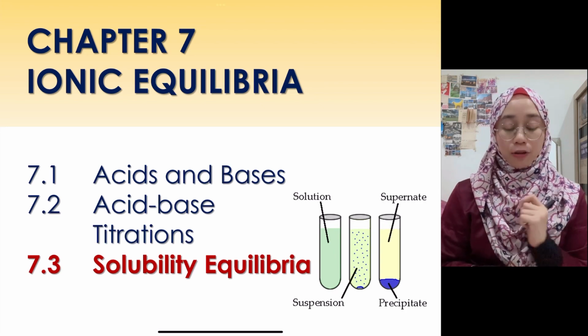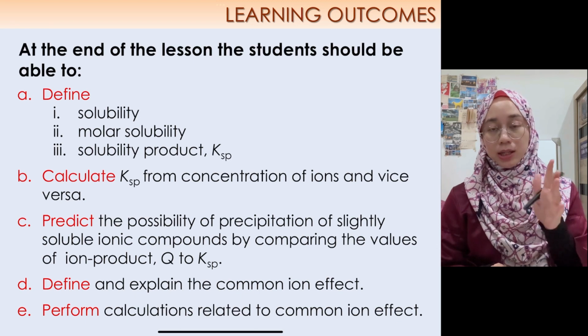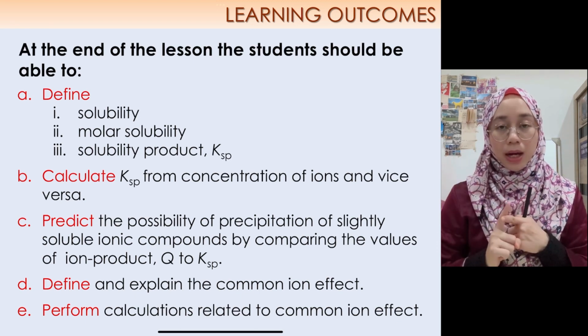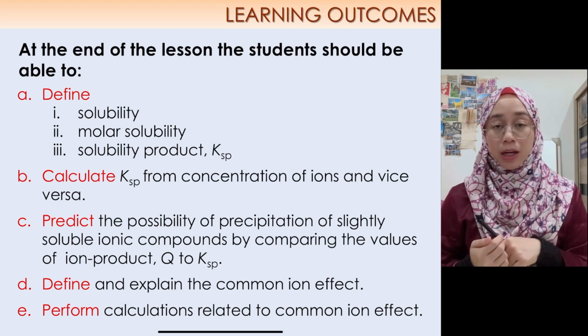So sekarang ni kita nak fokus apa? Let's have a look dekat learning outcome. So kita dah cover A, B, C class. So kita nak pergi kepada the last two, which is define and explain the common ion effect, and perform calculation related to common ion effect.